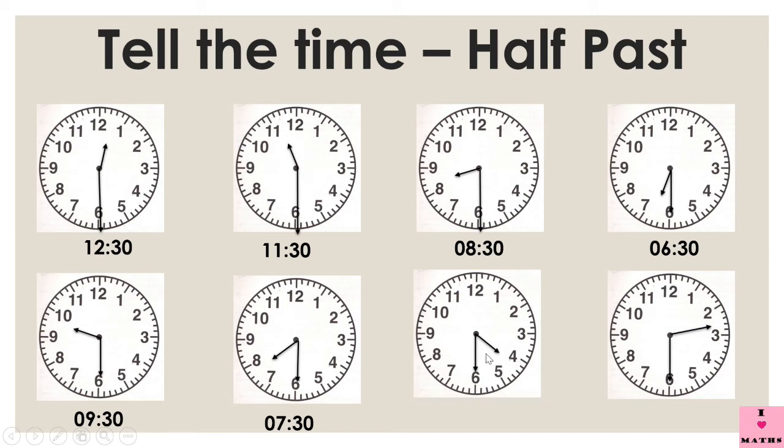In this clock, the hour hand has passed 4. It will go towards 5. So this is called half past 4, or 4:30.